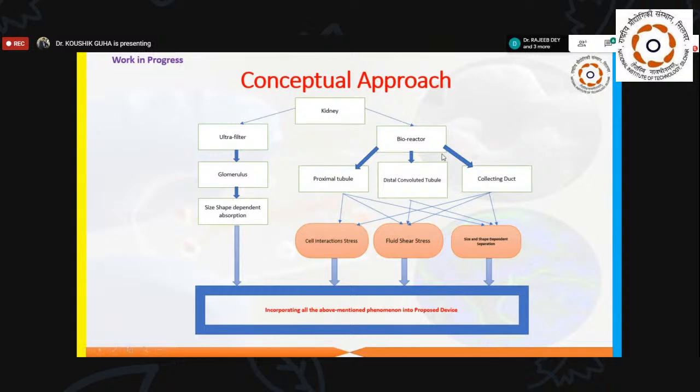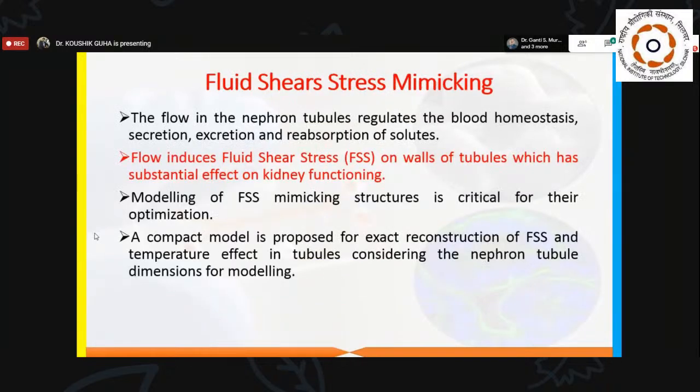So we generally want to mimic this kind of reabsorption, how the reabsorption is done and how it can be mimicked in the simulation environment, that we have tried. For this we have studied fluid stress based mimicking. The fluid stress that we have applied inside the chamber, and then we have seen how the fluid stress affects these parameters, which are very important for these kidney types of diseases.